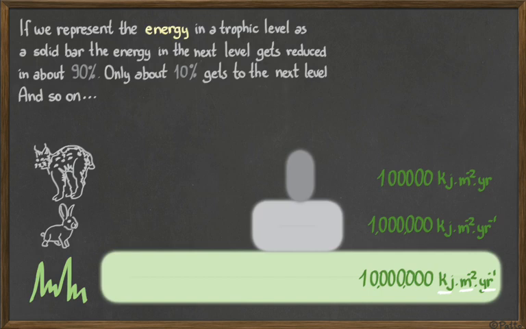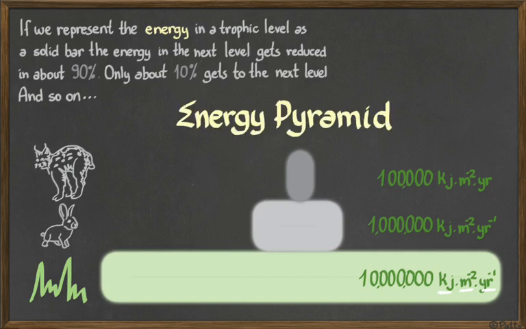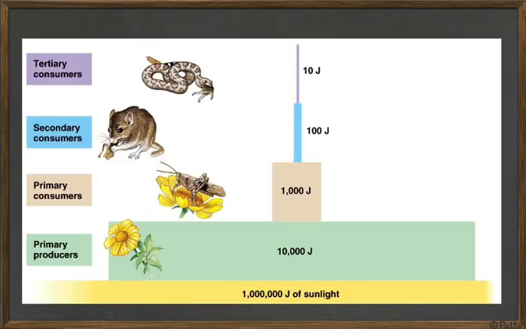That's why we have a pyramid. The energy is always reducing from one trophic level to the next. Okay? So there we have an energy pyramid. Very good. Another example here of an energy pyramid.